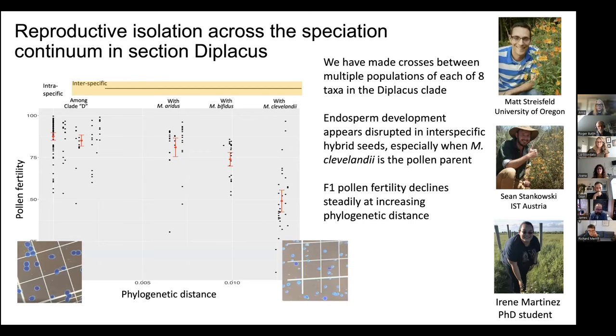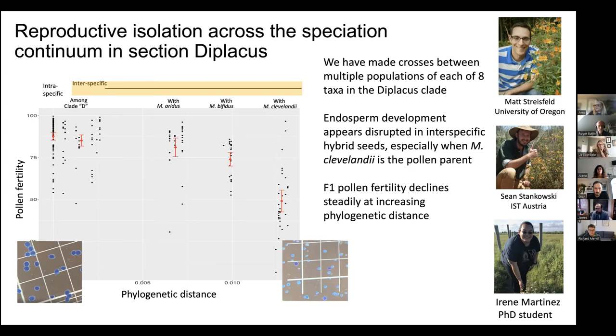And more recently, we've looked at the way that F1 pollen fertility changes across this group. Looking at intraspecific F1s, we see very high pollen fertility, but as you move across the group, you see really gradual declines, ending up being very substantial declines in pollen fertility as you get out to clevelandii. And again, I'll say that ecology is sort of the rule here. The ecological barriers are present in almost all of these taxa. They would be roughly similar strengths of reproductive isolation.